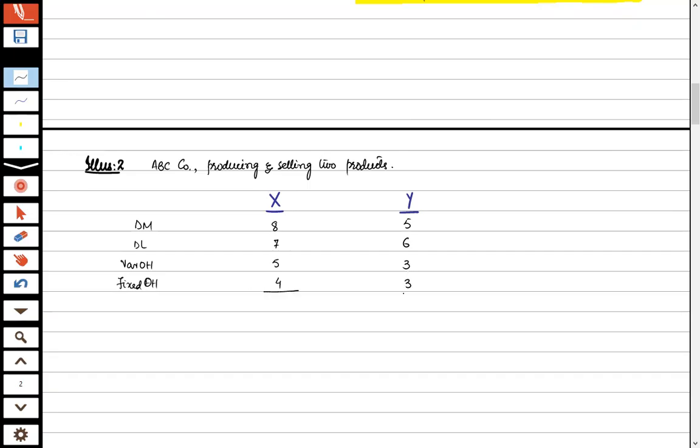So this total would be, I guess it is 24. Can you recheck it, please? Yeah, it's 24. And it is 17. So the profit element is 6 and 4. So the selling price would be 30 and 21. Simple as that. Now what is the issue?